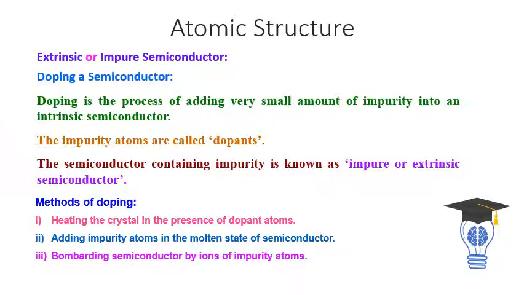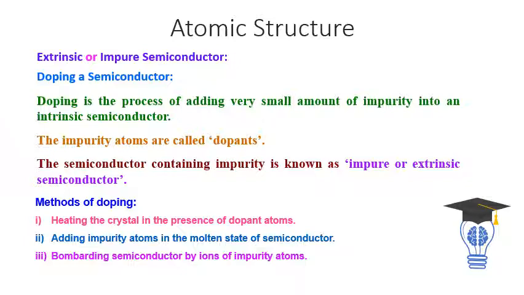So doping is a process of adding some other material into pure semiconductor, maybe silicon. The impurity atoms which we add to pure semiconductors are called dopants. So when this semiconductor is added with the impurity, then it is known as impure semiconductor or extrinsic semiconductor.